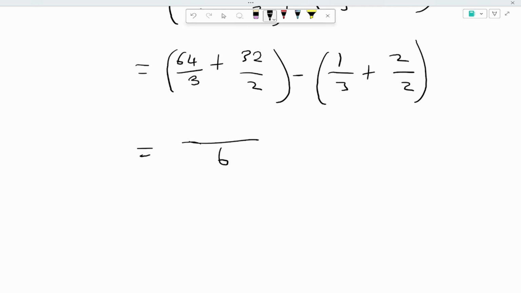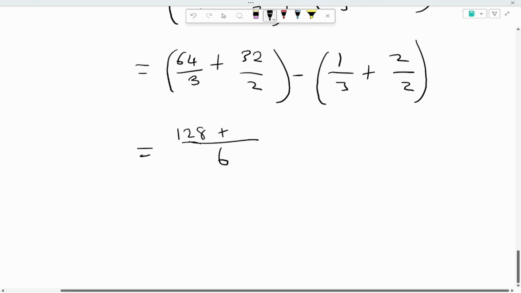6 divided by 3 will be 2. 2 times 64 will be 128. That is 2 times 4, 8. 2 times 6, 12. Then plus 6 divided by 2, 3. 3 times 32 will give you 3 times 2, 6. 3 times 3 will be 9. So please, you can still put them in the bracket.